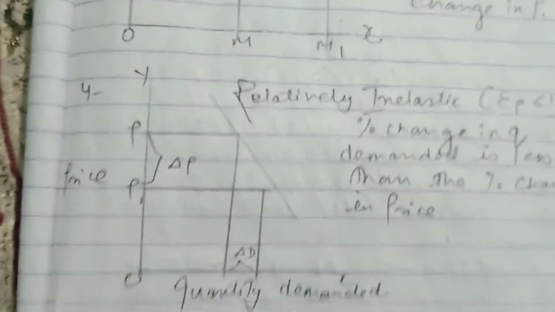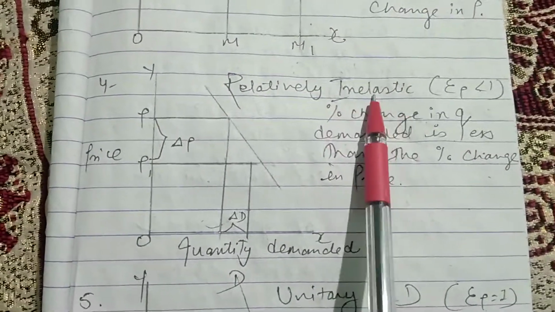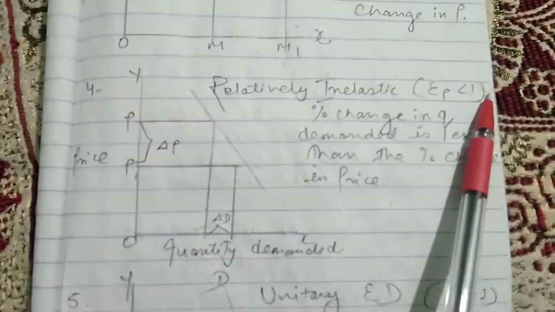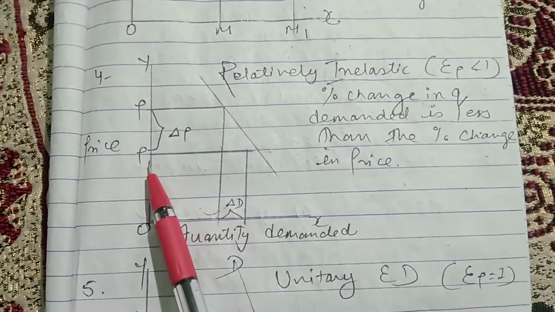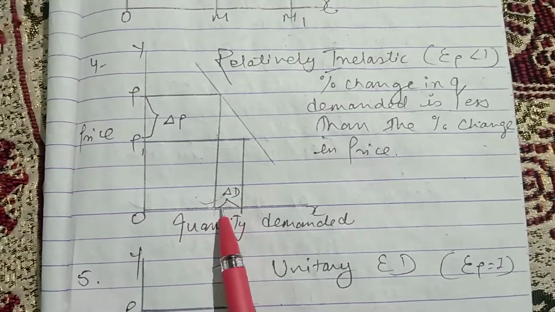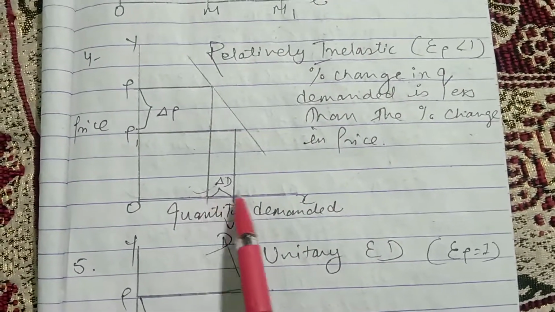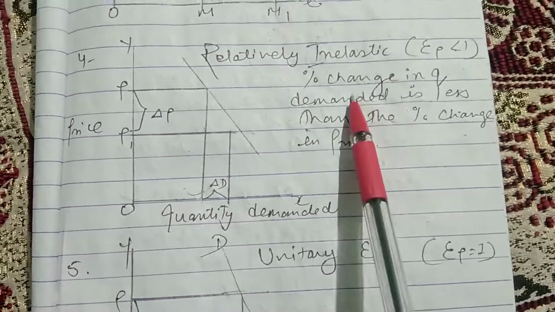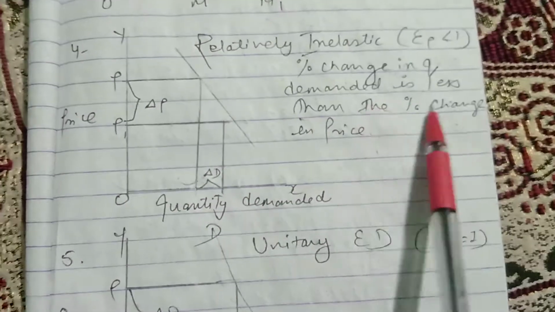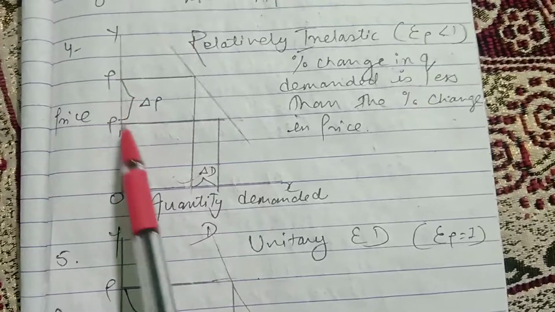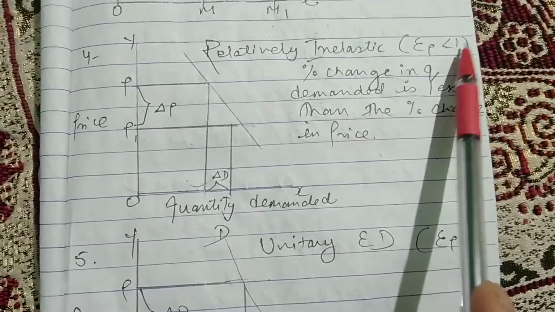Next, the fourth one. The fourth elasticity is related with the relatively inelastic demand, where the elasticity is smaller than 1. Earlier it was P, then it moves to P1, then the quantity shifted to a smaller phase. Percentage change in the quantity demanded is less, so you can see it is very much clear here. The percentage change in price was greater. That's why the elasticity is less than 1.